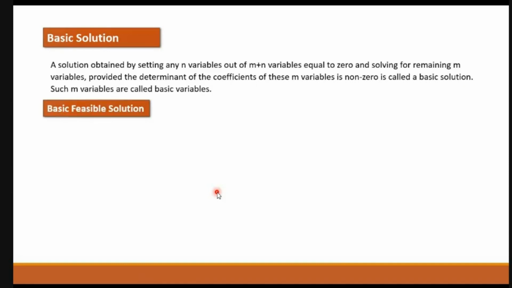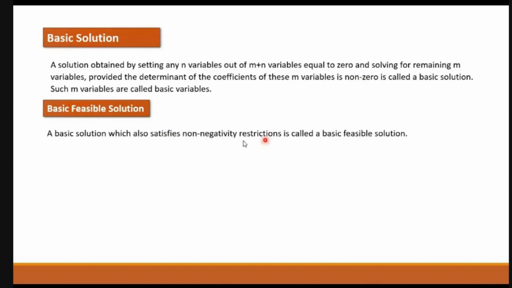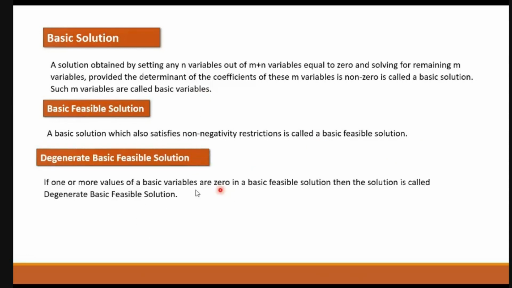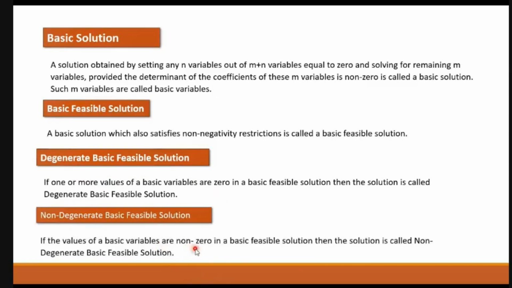Whatever basic solution you get, if it satisfies the last condition that all the variables are greater than or equal to 0, it is called a basic feasible solution. And if any one of the variables becomes 0, it is said to be a degenerate basic feasible solution. And if all the basic variables are non-zero, it is said to be non-degenerate. So first, our aim will be to get the basic solution. If all the variables satisfy the non-negativity restrictions, we say that it is a basic feasible solution.